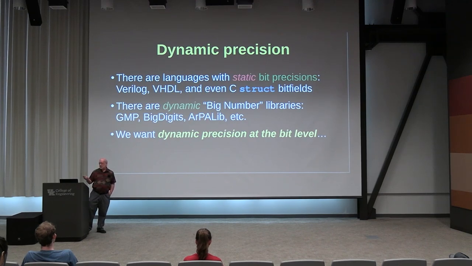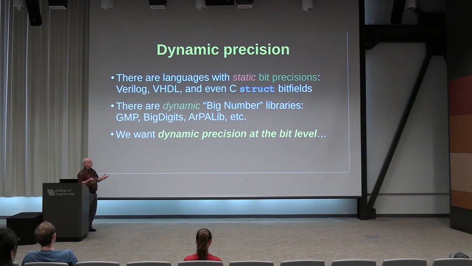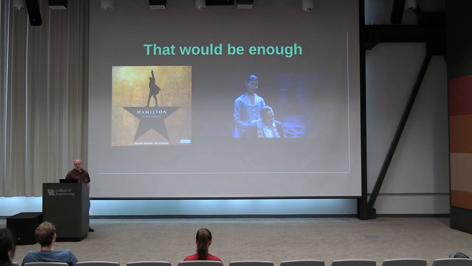GMP, big digits, all of these different libraries. But they're actually not looking at trying to keep track of individual bits. They're trying to deal with having these very huge extended precision values where they're keeping track of how many words are being used in that. So similar concept, but a much larger level that doesn't really bias anything on ordinary arithmetic. So we want dynamic precision at the bit level. And that's enough for everything.